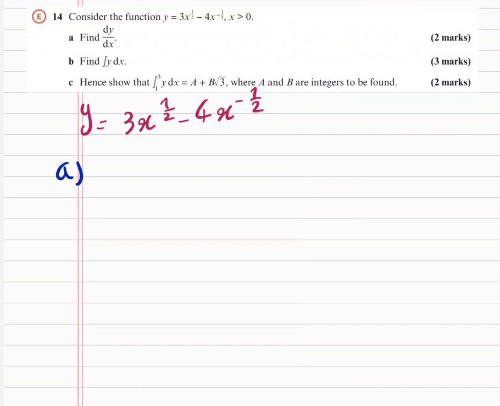Hi everyone, this video is on the mixed exercise 13 question 14. So we have the function y is equal to 3x to the power of a half minus 4x to the power of minus a half, and in part A we want to find dy/dx.